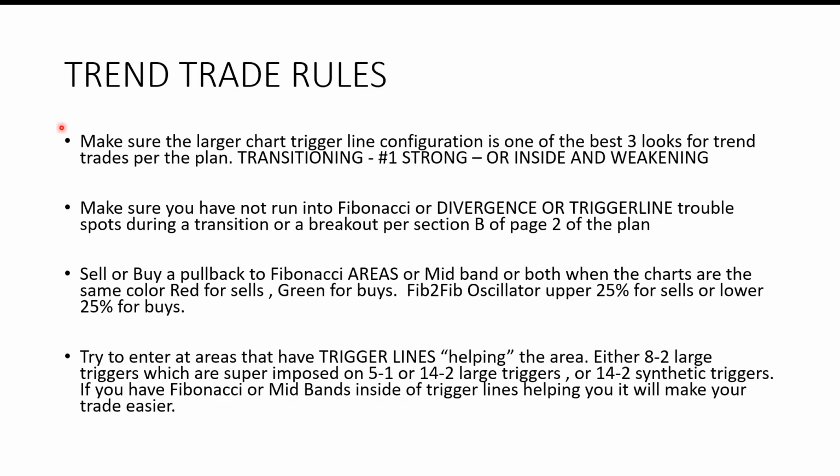Number one, make sure that the 14-2 chart or larger chart has the correct one of three looks for transitioning, strong triggers, or inside and weakening triggers. Number two, make sure you haven't run into trouble, fib resistance or divergence or trigger line trouble. Number three, buy or sell a pullback into Fibonacci areas and triggers when the background color is correct. It's gonna all be red when you're going short, or it's all gonna be green when you're going long. So it's really very simple. And we're gonna have an oscillator that will help you with an overbought or oversold condition.